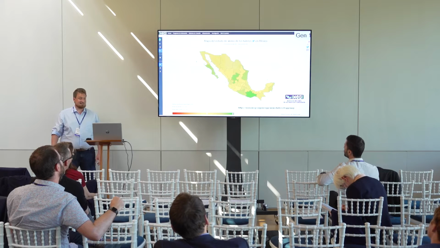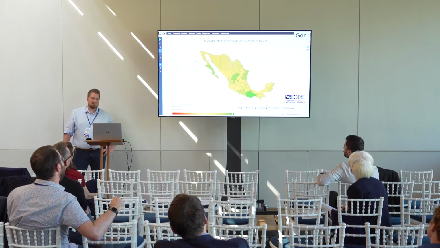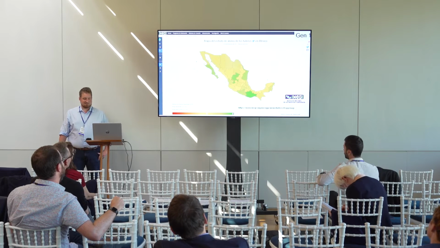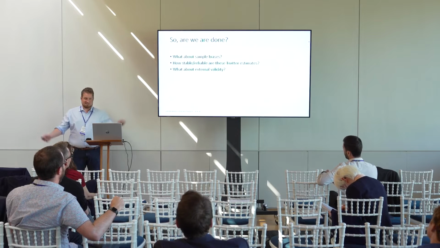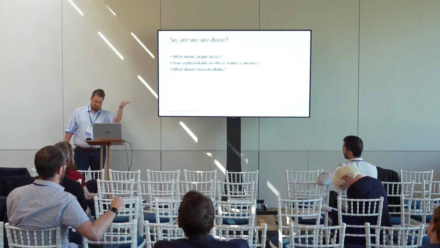This is from last night. So this has been developed into this live map here of the sentiment of Twitter in Mexico. This is up. So we're done, right? No, right? So we haven't talked about sample biases. We haven't talked about stability, reliability. We haven't talked about external validity.